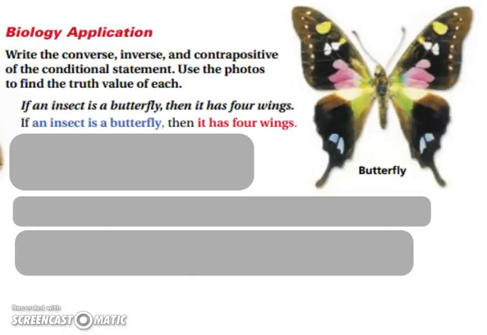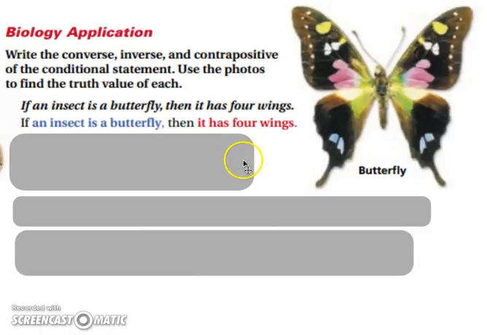Let's look at an example. Write the converse, inverse, and contrapositive of the conditional statement. Use the photos to find the truth value of each. If an insect is a butterfly, then it has 4 wings. So an insect is a butterfly is your hypothesis. Then it has 4 wings. After the then is your conclusion. So your conclusion is it has 4 wings.